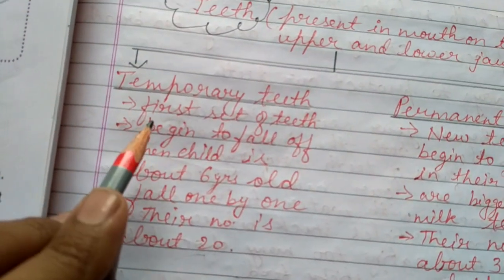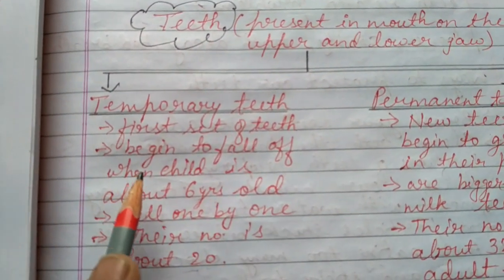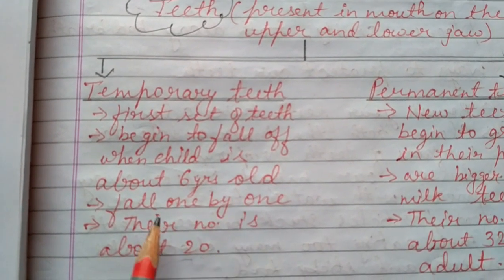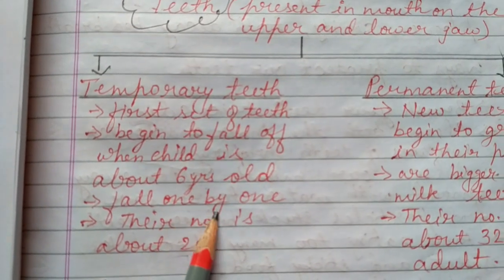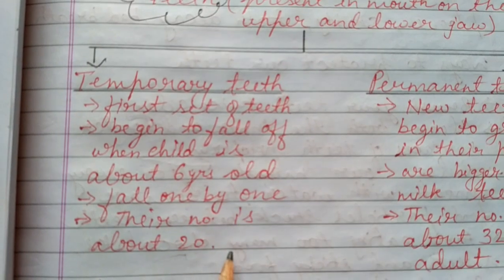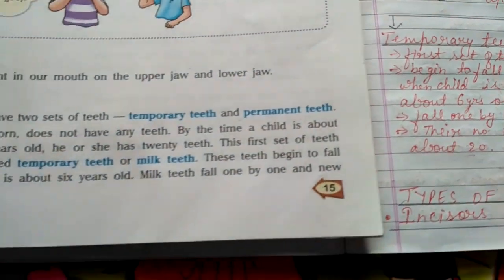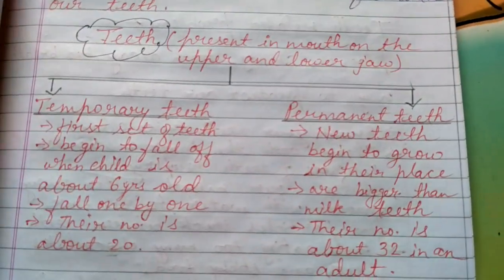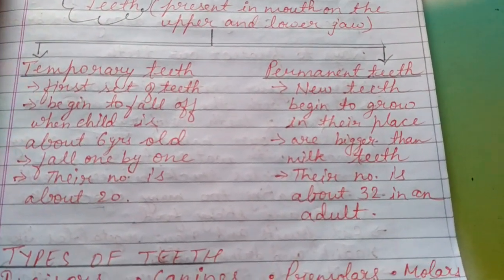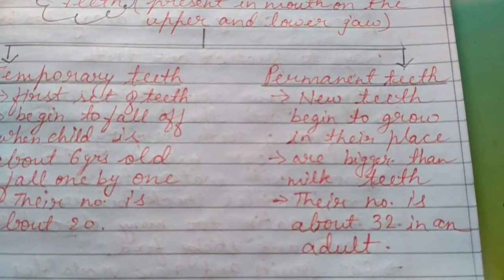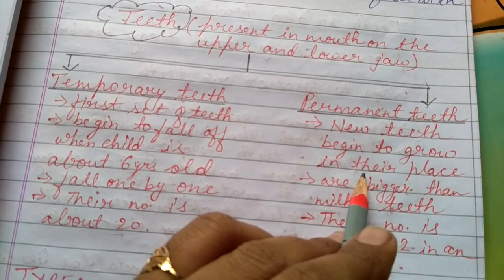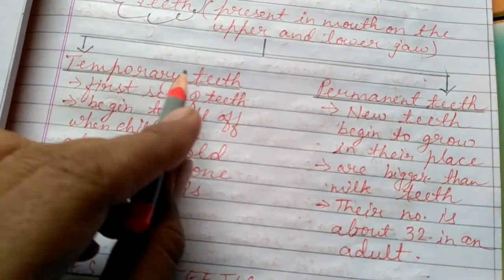That temporary teeth, it is the first set of teeth, and it begins to fall off when the child is about 6 years old, and these teeth fall one by one, and their number is about 20. 10 in the upper jaw, 10 in the lower jaw. Okay. Now moving on to the second, that is the permanent teeth, which I have already explained, that new teeth begin to grow in their place. In their place means what? In which place? In the place of temporary teeth.